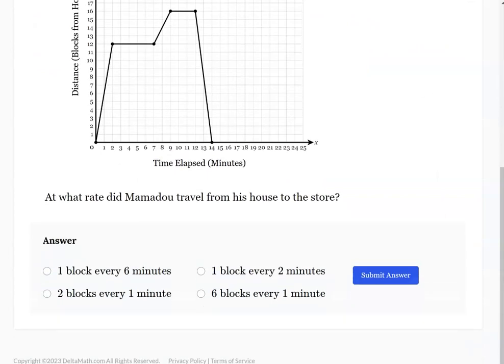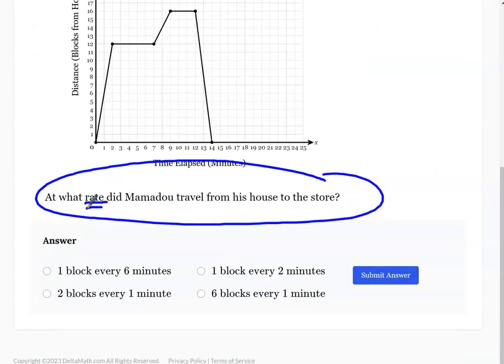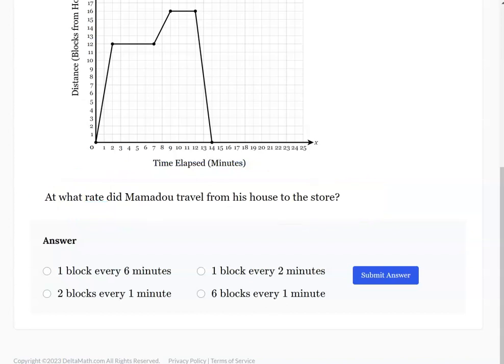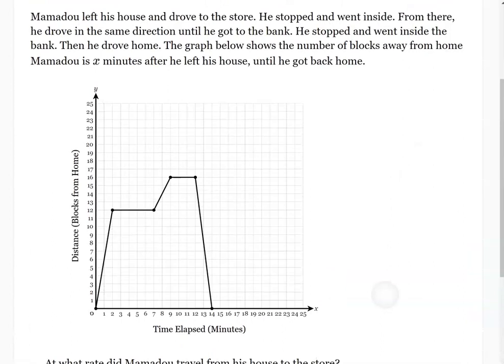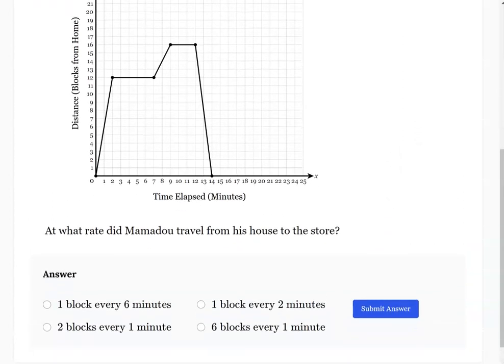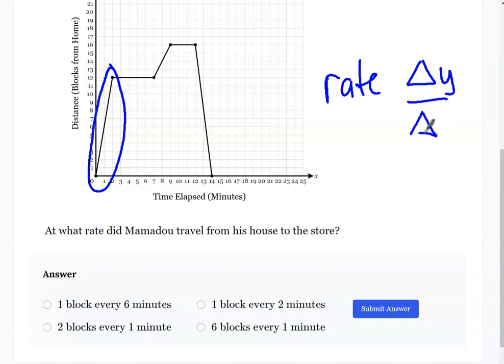Now let's take a look at the question. At what rate did Mamadou travel from his house to the store? Well, the store was the first place he went. If you remember, he went to the store first, and then he went to the bank. So they're asking how fast did he travel on his way to the store? And your rate of travel is your slope, the change in your y over the change in your x. So let's take a look at that.